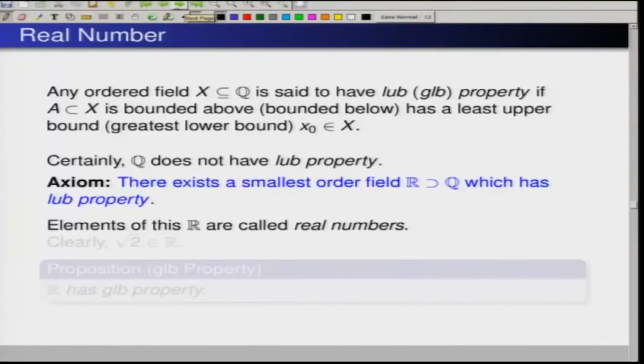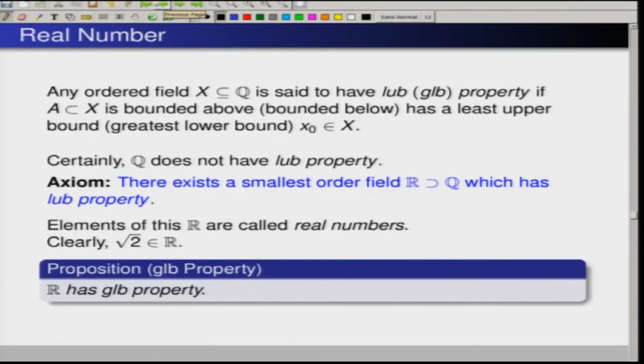Not only that, there may be more than one such thing which contains Q, which is an ordered field, which has a least upper bound property. What we are looking for is the smallest of that ordered field, that we call R, and it exists, that is our assumption. So, any element of that ordered field, we call a real number. So, definitely root 2 belongs to the real numbers.